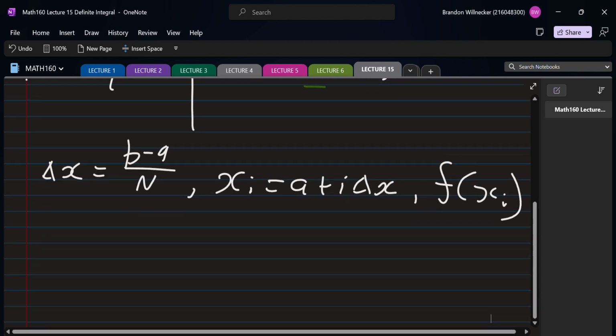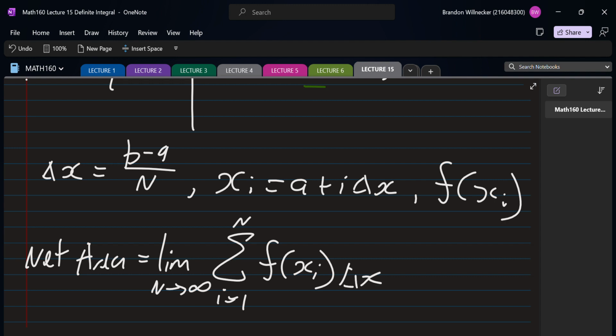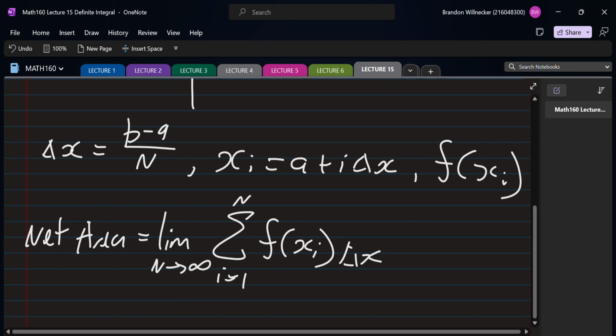So we've got the width of the rectangle, we've got the height of the rectangle. We can then find the area, or the net area. That's going to be the limit as n goes to infinity, where we have more and more rectangles to make this more and more accurate. Then we have the sum from i equals 1 to n of f of xi, that's the height of the rectangle, times delta x, that's the width of the rectangle. You multiply them, you get the area. You sum all of them up, you get the total area.